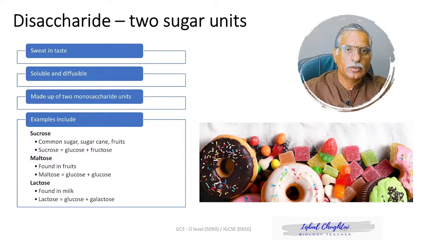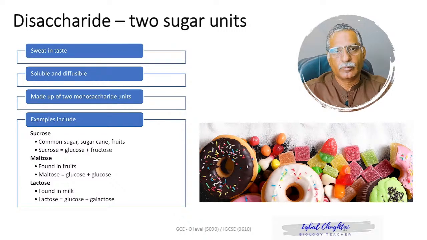So sucrose, lactose, and maltose, these are the 3 disaccharides. And these have got the same chemical formula, that is C12H22O11. And these 3 can be taken as isomers of each other. And when these disaccharides are hydrolyzed, they will yield the same monomers that they are made up of, the same monosaccharides they are made up of.